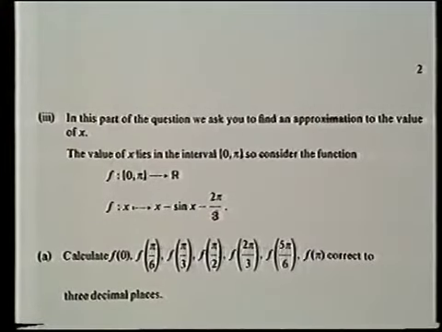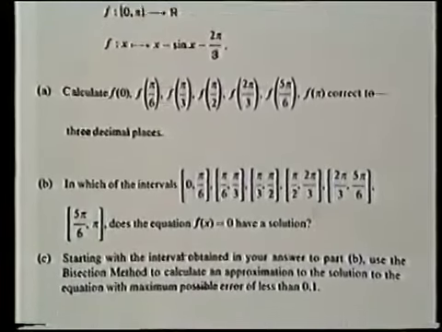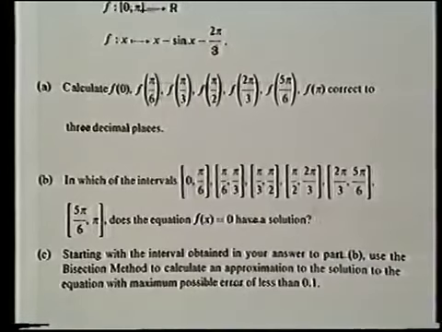Yes, well, let's look at the question. Now, we've got an equation for x in the last part, and in part 3, you're asked to find an approximation for the value of x which satisfies it. And you're given a function f with the rule which sends x to x minus sine x minus 2 pi by 3. In part A, you're asked to calculate f of x for a number of values of x. And then in parts B and C, you're asked to solve the equation f of x equals 0 by locating an interval in which a solution lies and then finding it by the bisection method. Well, let's look at some answers to part A.